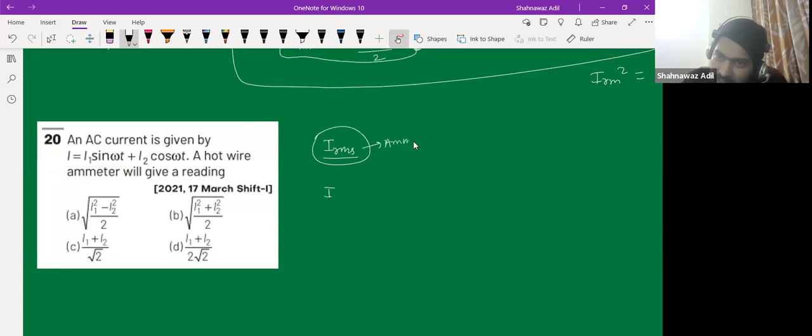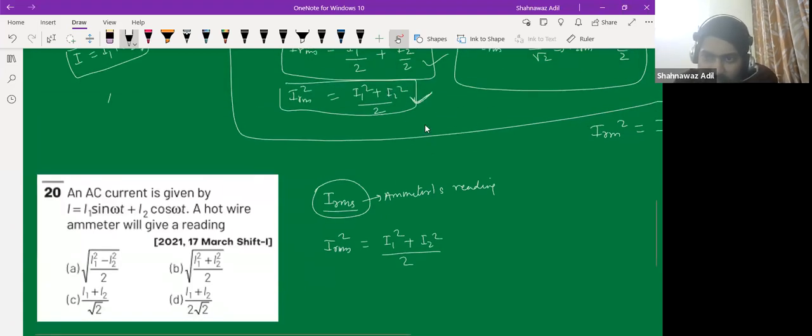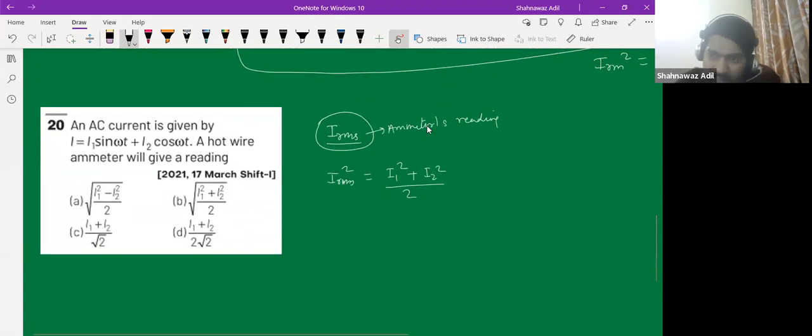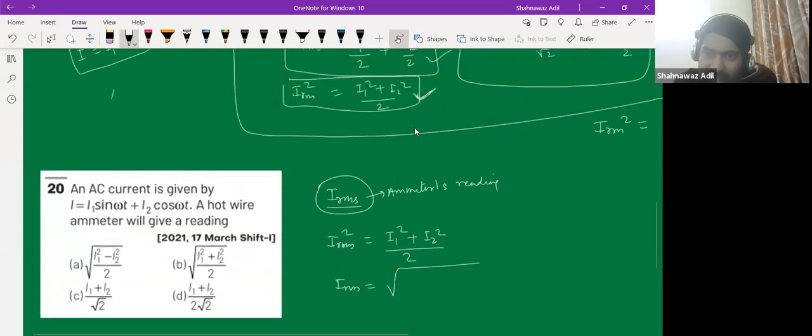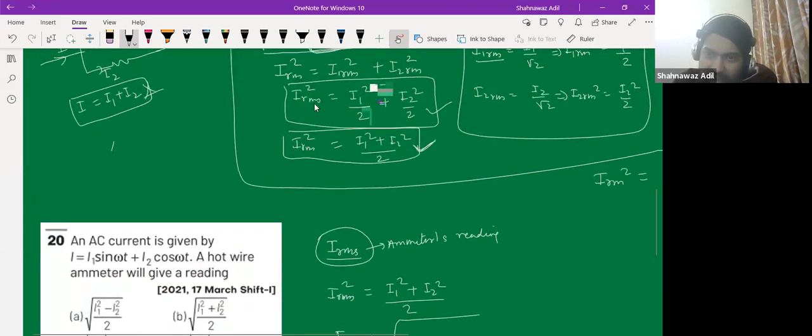The ammeter's reading. And what do we know, that IRMS square would be I1 square plus I2 square by 2, right? This thing, correct? So if we calculate IRMS, then it will be root 2, right? So we are calculating the square, right?